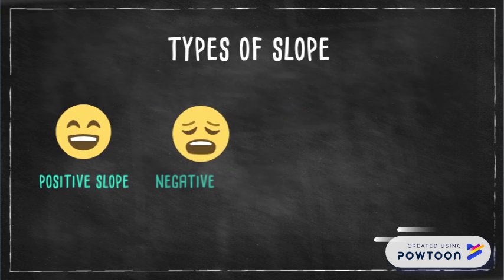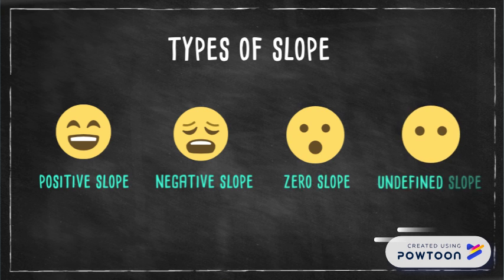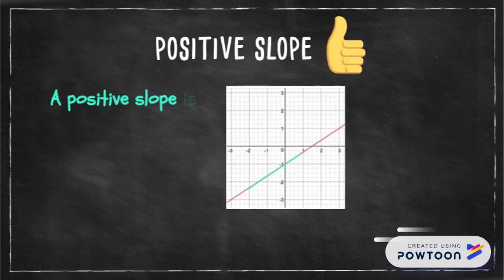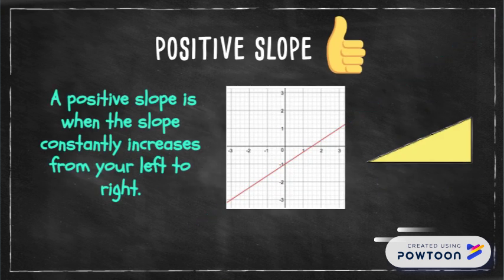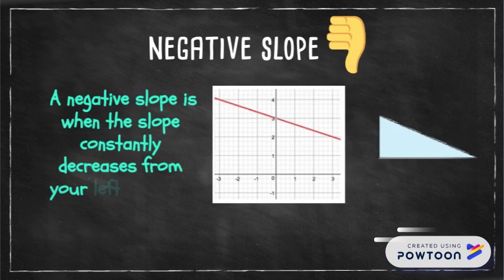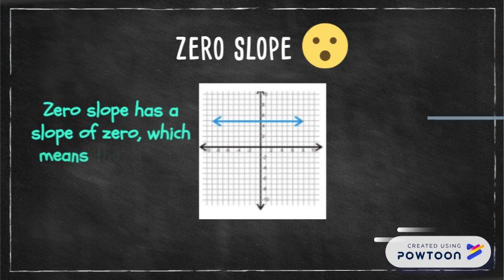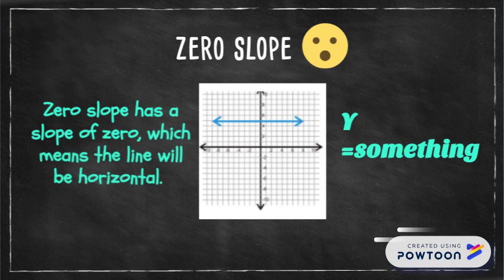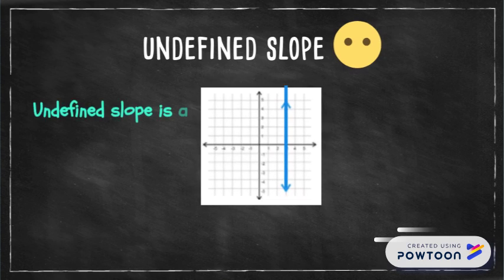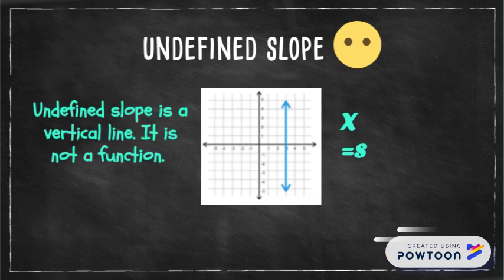There are 4 types of slopes: positive, negative, zero, and undefined. Positive slope is when the slope constantly increases from left to right. Negative slope is when the slope constantly decreases from left to right. Zero slope has a slope of 0, which means the line will be horizontal, and the equation for zero slope is always y equals something. Undefined slope is a vertical line, and the equation for undefined slope is always x equals something.